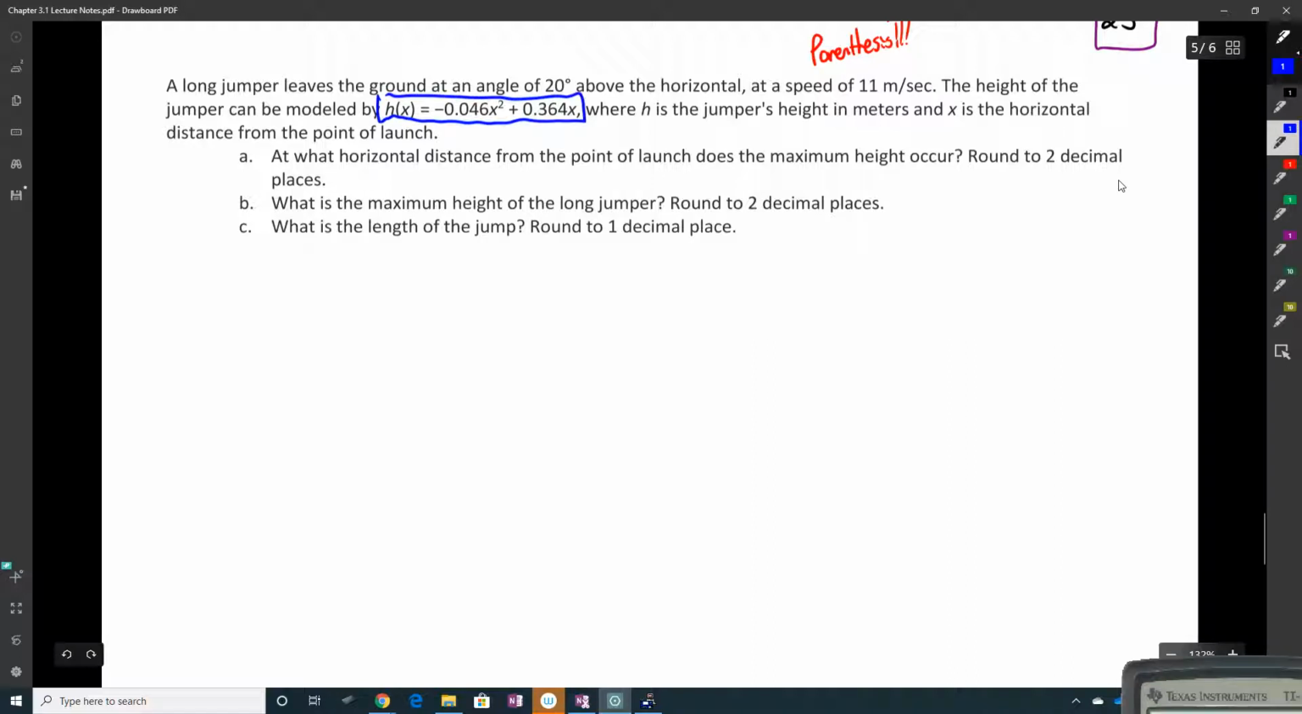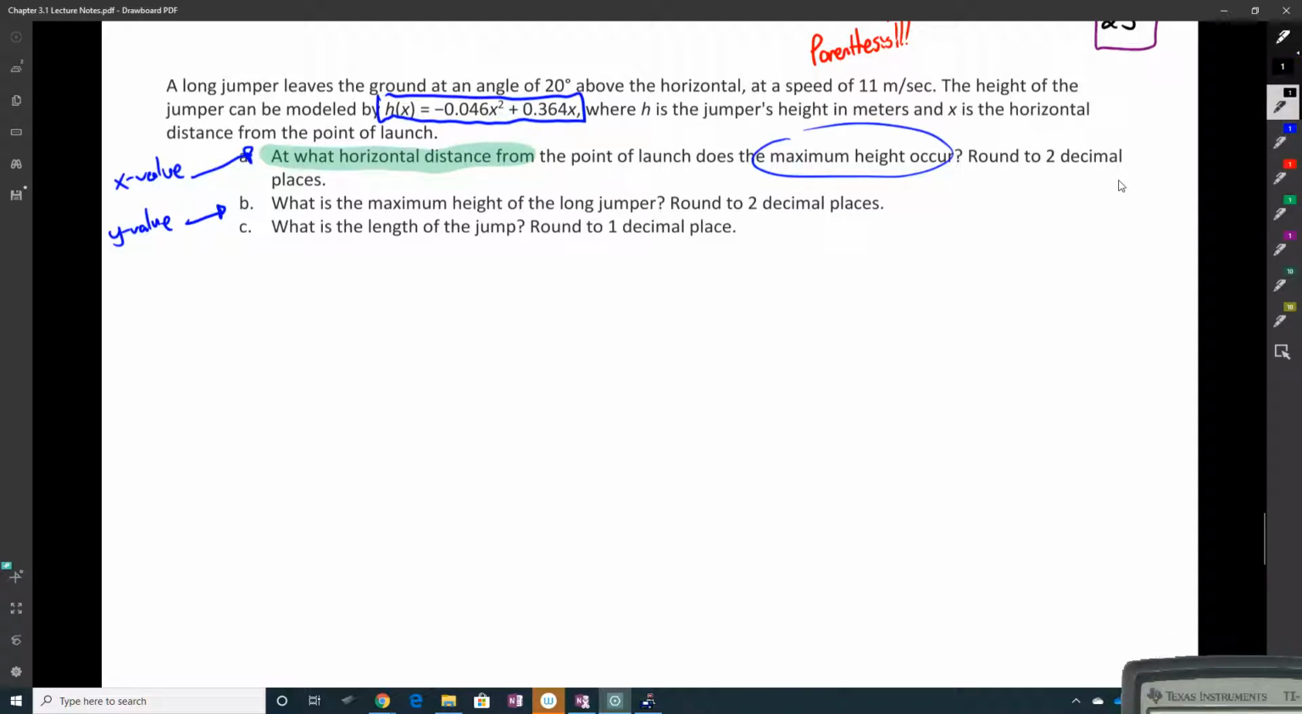So we know the equation, and they ask, at what horizontal distance does the maximum height occur? So at what horizontal distance, though? They mean they're looking for the x value. And then it asks, what is the maximum height? That's the y value of the vertex. So we have this equation, and they want to know the x value and the y value for a and b.